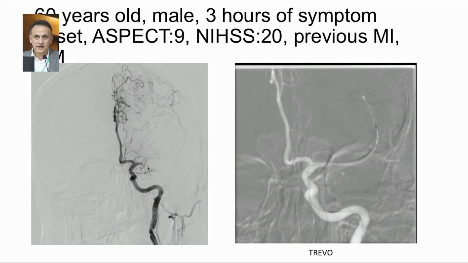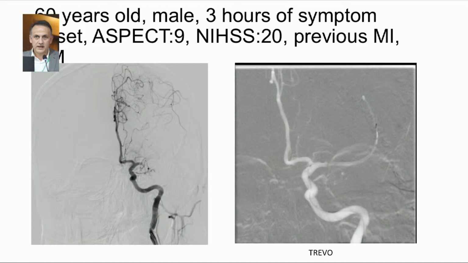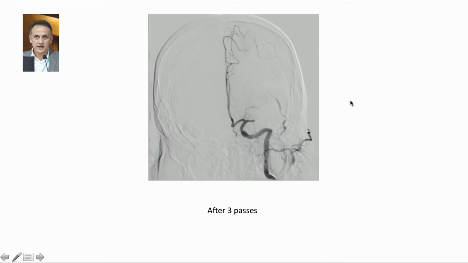You see this is the Trevo system, and we open it as a self-opening system. We just remove the microcatheter and we open the stent here, and we wait some time, and after that we remove the Trevo system. After 3 passes, we have seen this, so it failed.